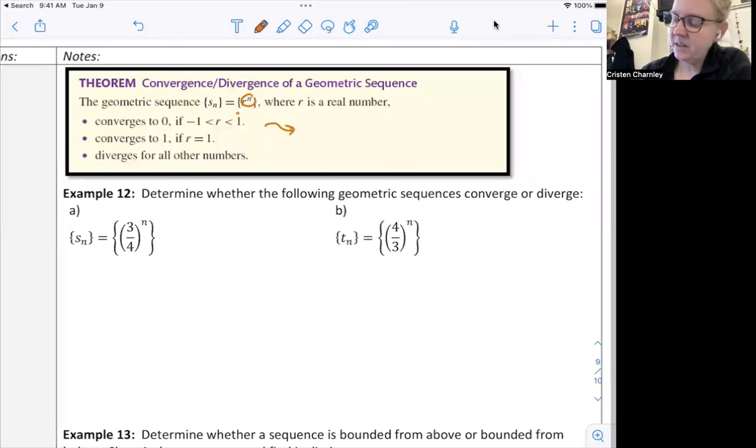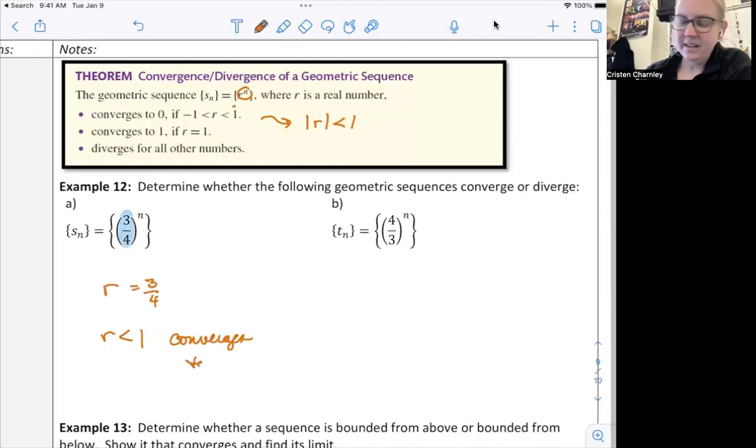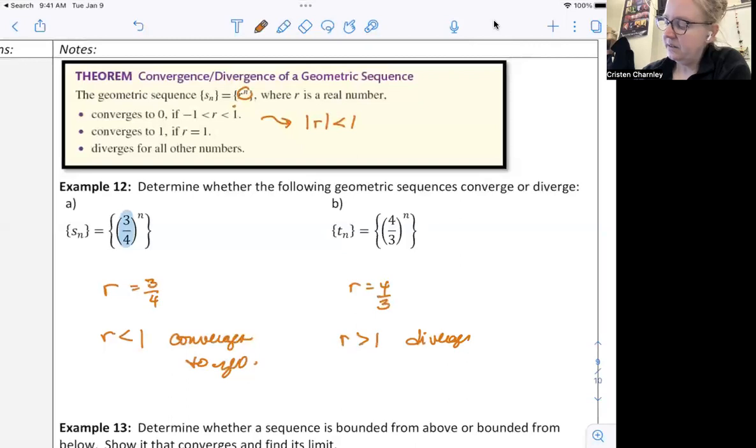I've also seen this expression written as the absolute value of r is less than 1. Those two mean the same thing. So determine whether the following geometric series converge or diverge. You want to take that r is equal to 3/4. R is less than 1. So I know it converges to 0. That's it. That's literally it. The next one, r is equal to 4/3. R is greater than 1, so it diverges. And that's all you have to know about that geometric sequence.